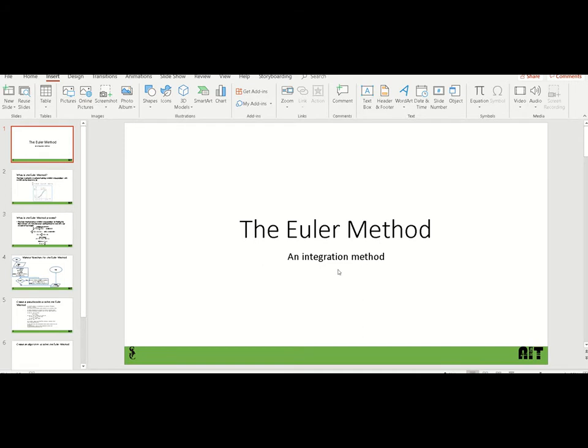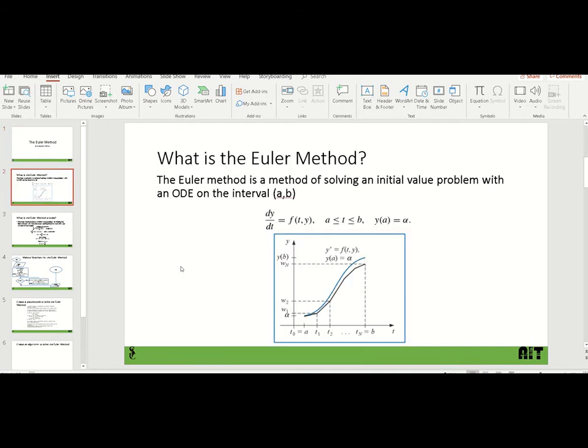So the Euler method, and this is an integration method. What is it? Well, if you look at the blue curve here, that's the original curve. And what you see here is this jaggedy approximation. It's not perfect. At the beginning, it's perfect because that's the data point we know. But as we go away from it, the error gets larger and larger, and eventually it becomes useless. So the idea here is to make an approximation that'll follow the curve.